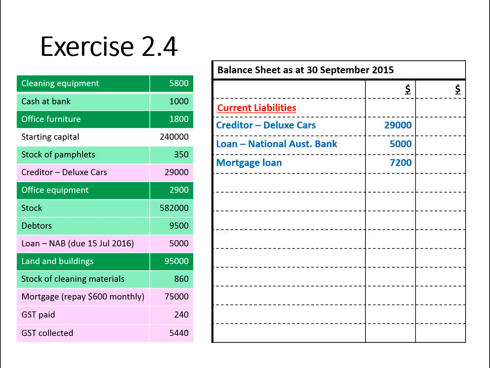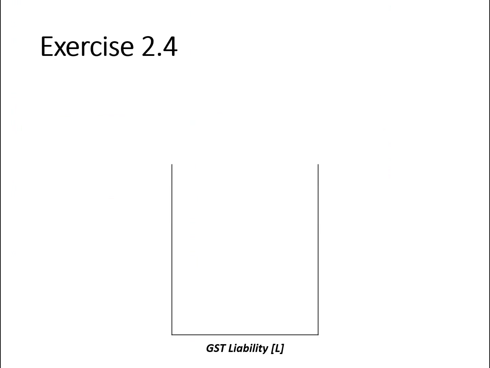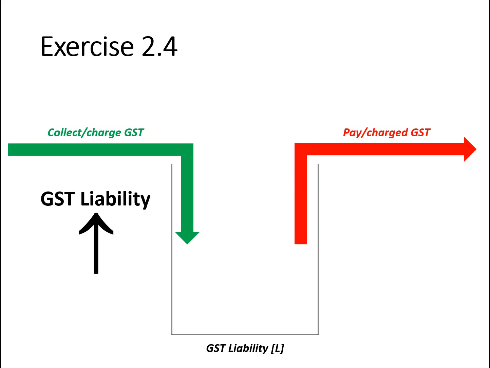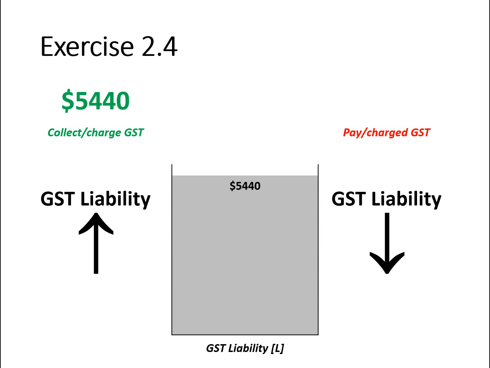Brings us to the issue of GST. We've got GST paid of $240 and GST collected of $5,440. Is this an asset or a liability? Going back to our GST topic, remember, when we collect or charge GST, it goes into our pool of GST and it increases our liability. We get to offset that though with what we've paid or been charged by other providers, and that therefore reduces our GST liability. So in this case, I've collected or charged $5,440.